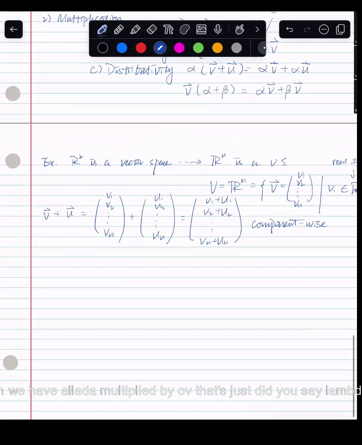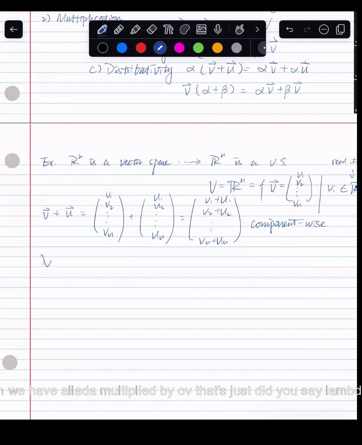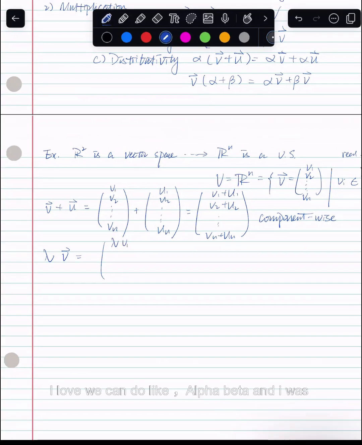And similar for scalar multiplication, we have a lambda multiplied by a v. Wait, did you say lambda? Yeah, but we can use any letter, like alpha or beta. It's the same. Oh yeah, no, I thought of the Python thing or something. Okay. So lambda v1, lambda v2, all the way to lambda vn.